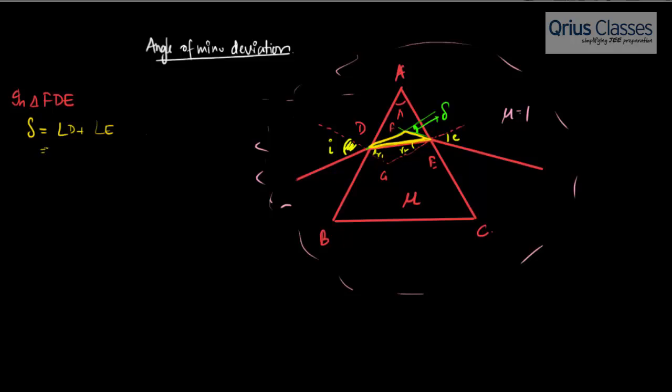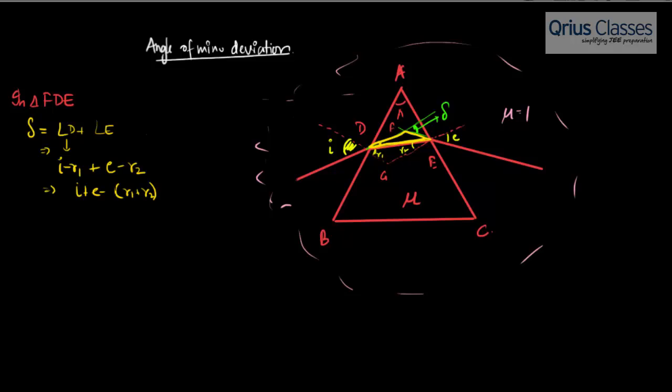Now angle D can be written as I minus R1 because this complete angle was I, and there is R1 along the DG line. So the left over angle, which is along the DE line, will be I minus R1. So I minus R1 plus angle E, similarly we can write E minus R2. So we get delta is I plus E minus (R1 plus R2).